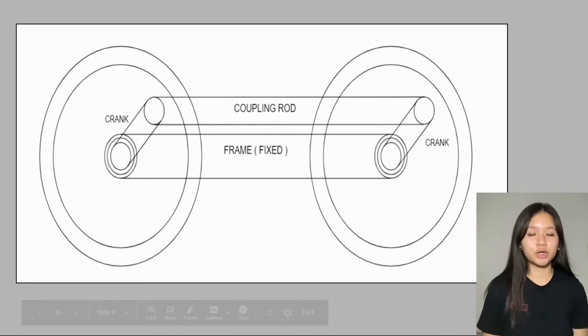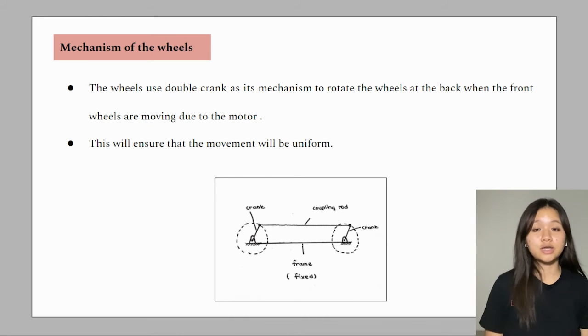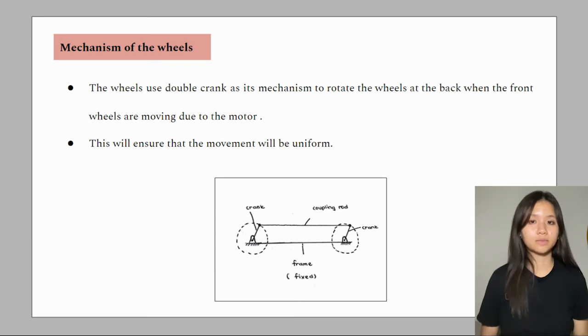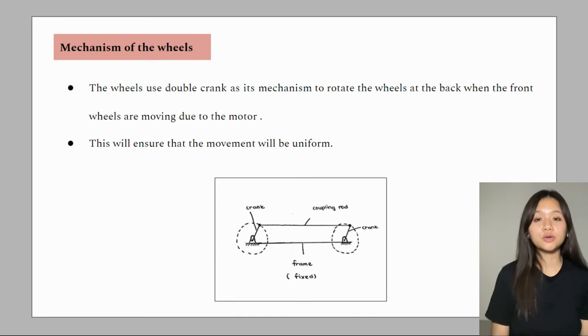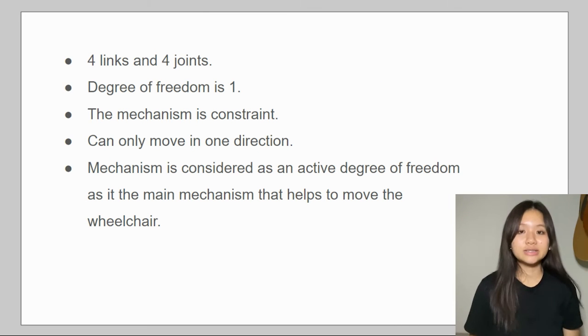Now by using AutoCAD, this is the diagram that shows the mechanisms at the wheels of the wheelchair. The wheels use a double crank mechanism to rotate the wheels at the back when the front wheels are rotating due to the motor. This will ensure that the movement of the wheels will be uniform and no failing occurs. We have also included the kinematic diagrams of the mechanism shown. Now in this mechanism, there are 4 links and 4 joints. After calculation, the degree of freedom that we obtain is equal to 1.